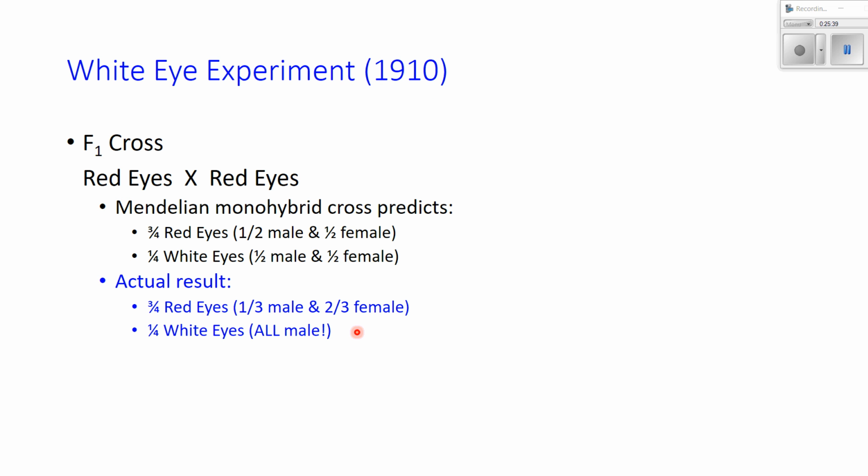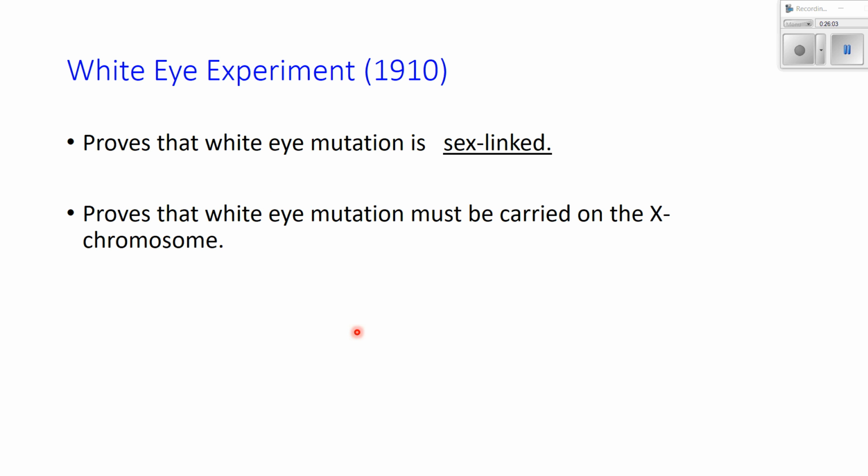So this was a big dramatic moment because for the first time in human history, a geneticist was able to definitively say that a particular gene for a particular trait is definitely carried on a particular chromosome. In this case, it's the white eye allele that is definitely carried on the X chromosome. Therefore, white eyes in fruit flies is sex-linked. It is carried only on the X chromosome.